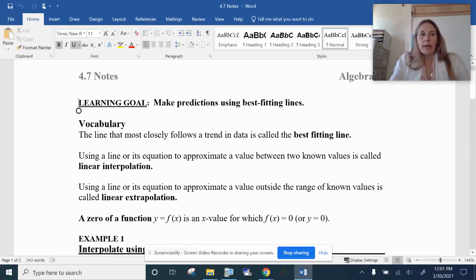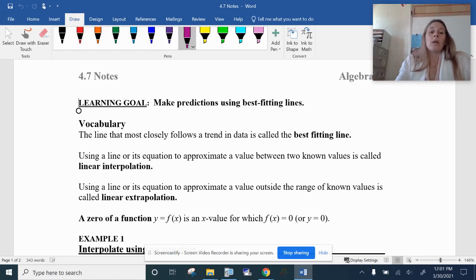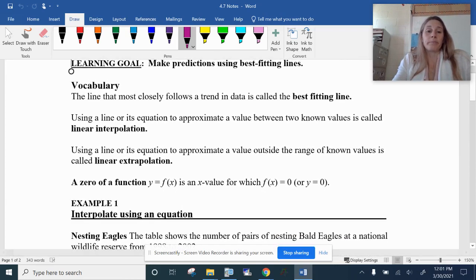Okay, so we're going to move on to lesson 4.7, which is making predictions using those best fitting lines that we were coming up with equations for in the last section. So the line that most closely follows the trend of data is called the best fitting line, or the line of best fit. And we can use this line and also the equation for that line to make some predictions.